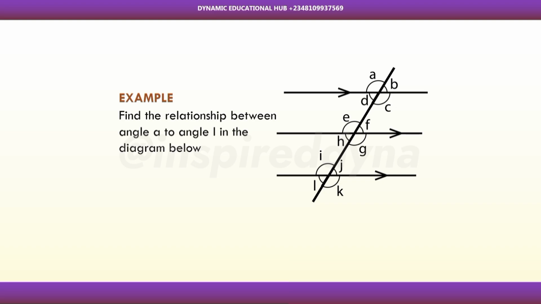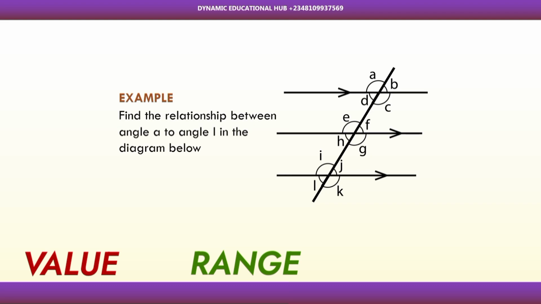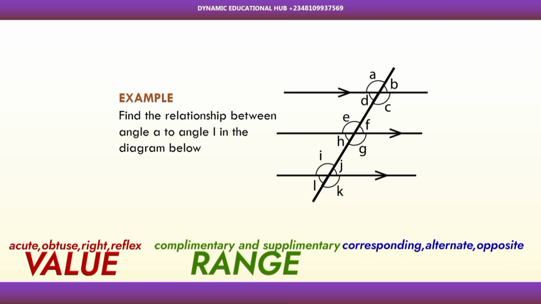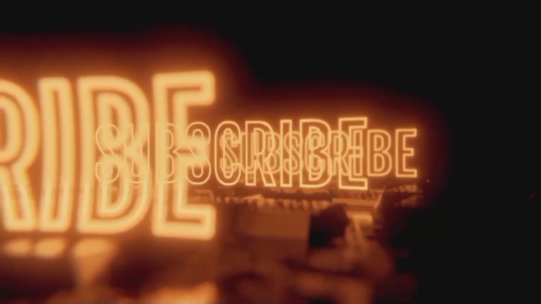We've come to the end of this elementary Euclidean geometry class, and before I take my leave, I would like to do a quick recap of what we have learned so far. In this video, we are able to learn line and various types of line. We looked at the meaning of angle and we classified angle according to the value, according to the range, and according to how it is being formed. We also looked at corresponding, alternate, opposite angles, complementary, supplementary, and explementary angles, acute, obtuse, reflex, and right angle.